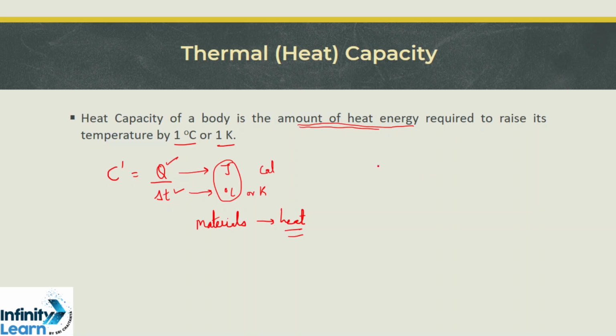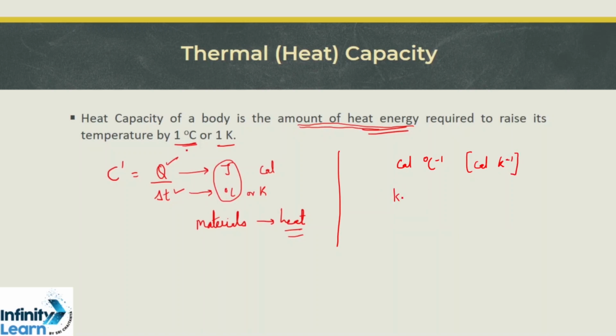If you take a particular body, no matter what the mass and dimension of the body is, what is observed is how much heat is required to raise its temperature by 1 degree Celsius, and that becomes its heat capacity. Let us also talk about the other units of heat capacity, which is calorie per degree Celsius or calorie per Kelvin.